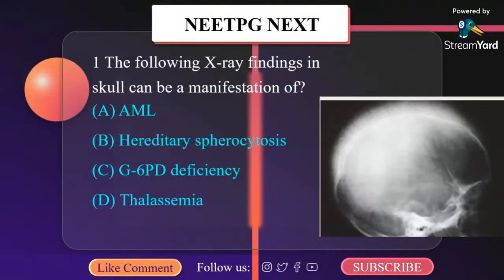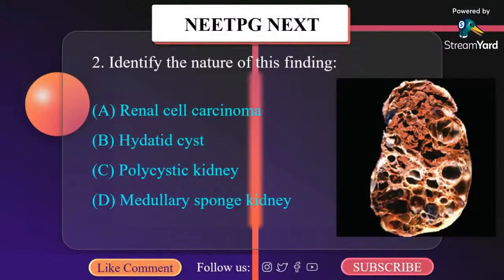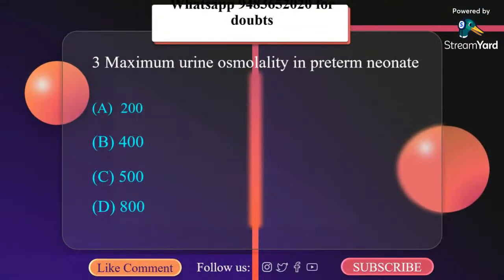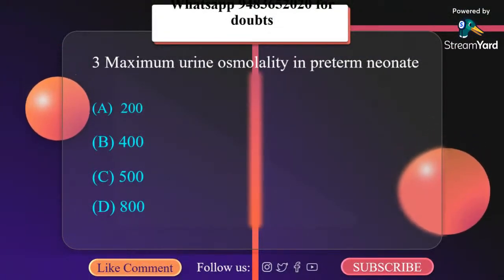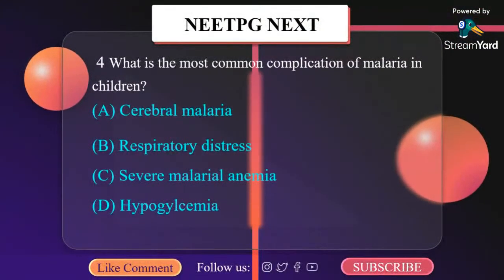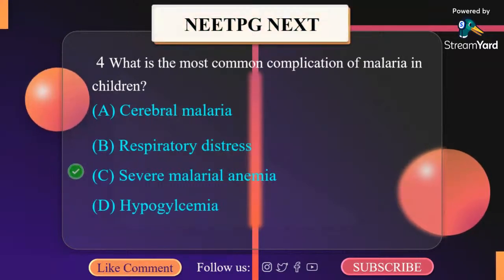The following X-ray finding in the skull can be manifested. Here, hair on end appearance is seen in thalassemia. What do you see here? It is polycystic kidney disease. Correct option here is polycystic kidney disease. Maximum urinary osmolality in a preterm neonate is 500. What is the most common complication of malaria in children? It is severe malarial anemia.